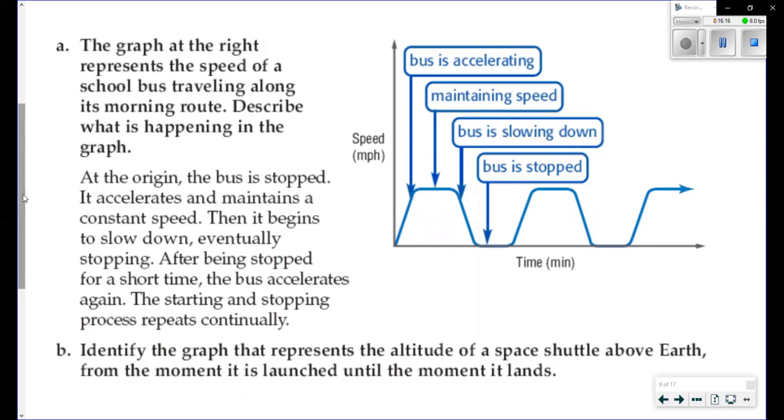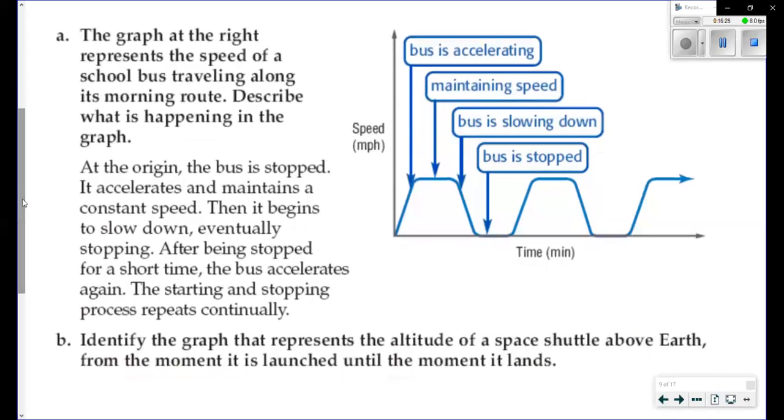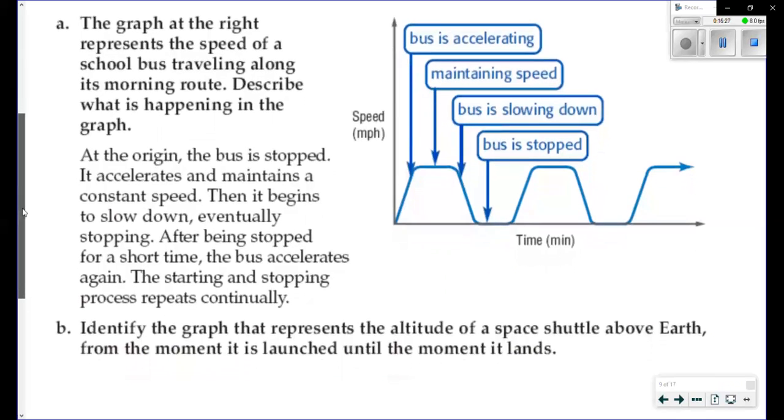And it doesn't have to be just for the bus movement. You could make a story about anything using that graph. But it has to make sense based on what's going on with the graph. There has to be some connection.